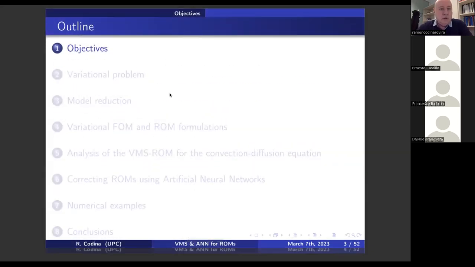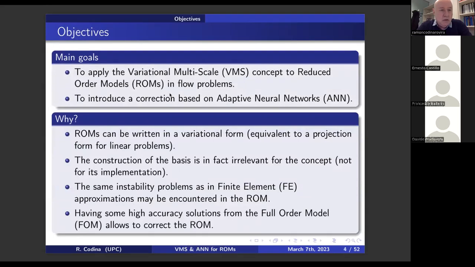So the objectives are essentially two. First is to apply the variational multiscale concept to reduced order models in the context of flow problems mainly. I have in mind the Navier-Stokes equations, but in principle, it could be applied to other scenarios as well. And the second objective is to introduce a correction based on adaptive neural networks, and the application of that correction technique to the case of reduced order models.